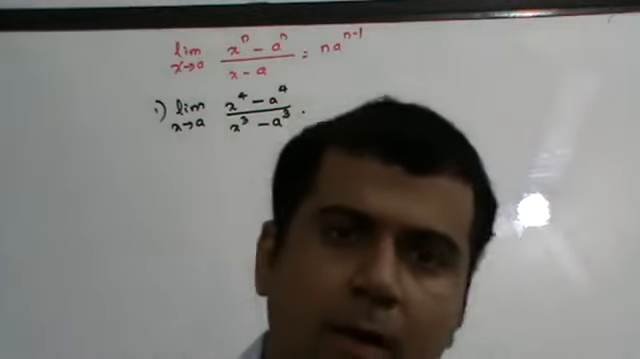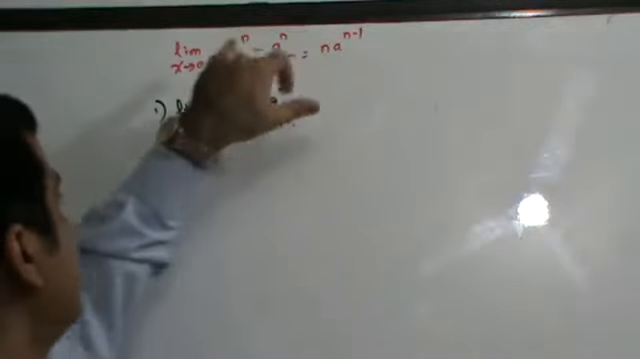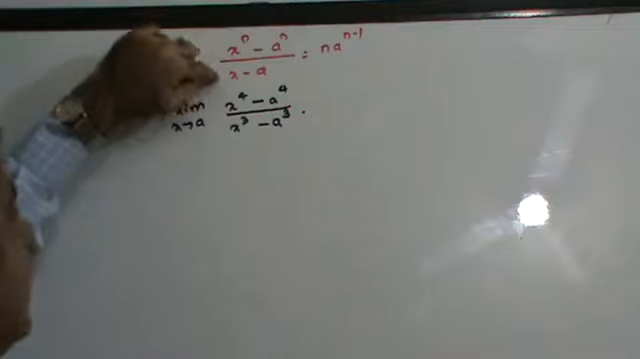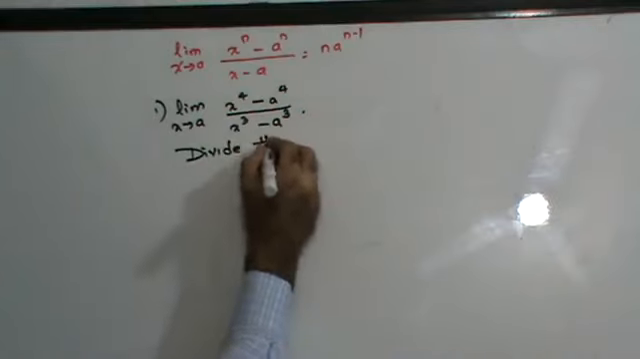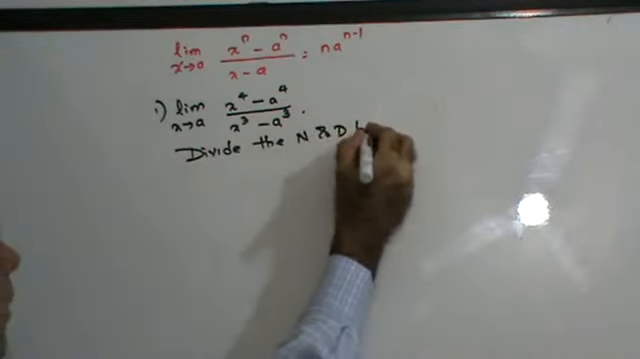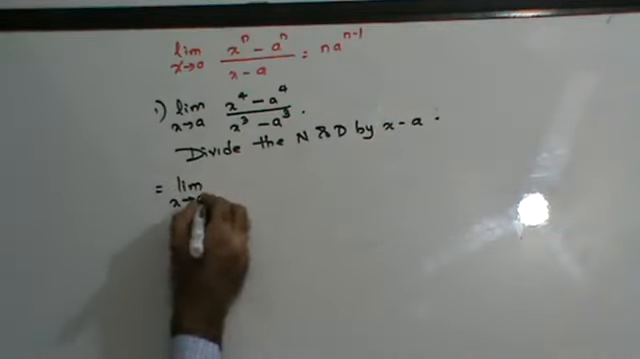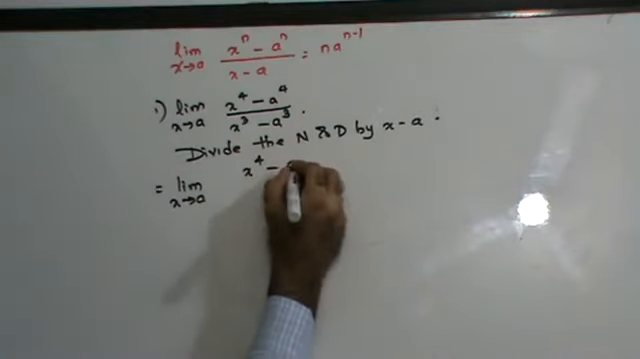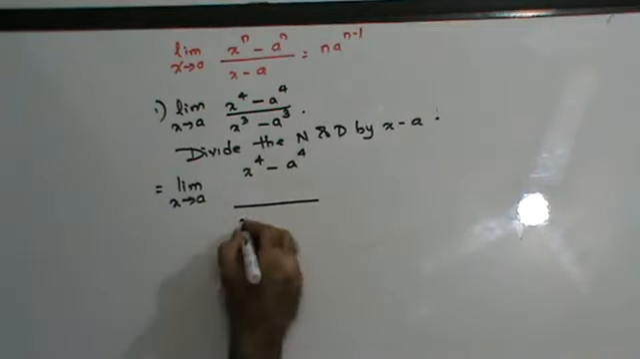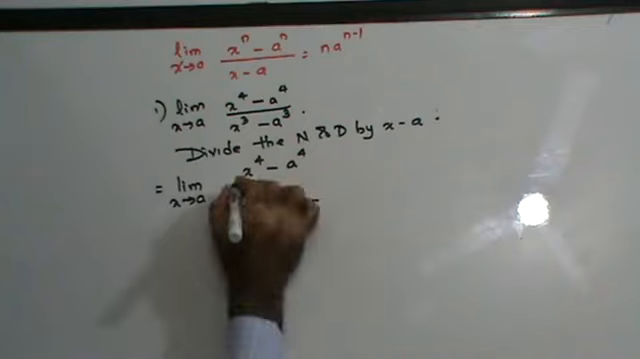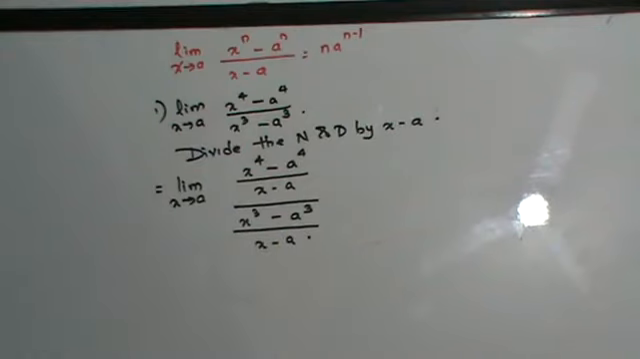Let's see this. Now, the first thing that you need to do is you need to have the same term in the denominator that you have in the numerator without the indice. For this, I'm going to divide the numerator and denominator by x minus a. So this is x raised to 4 minus a raised to 4, and x raised to 3 minus a raised to 3. I divide the numerator by x minus a, and I divide the denominator by x minus a.